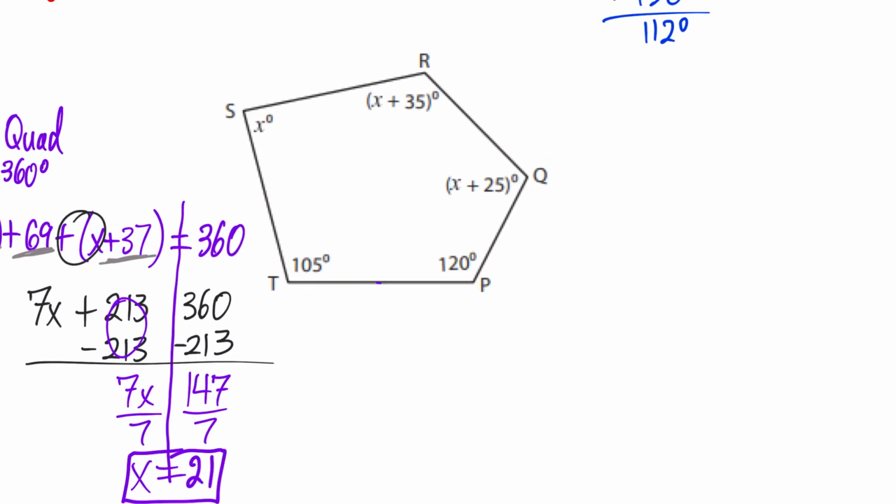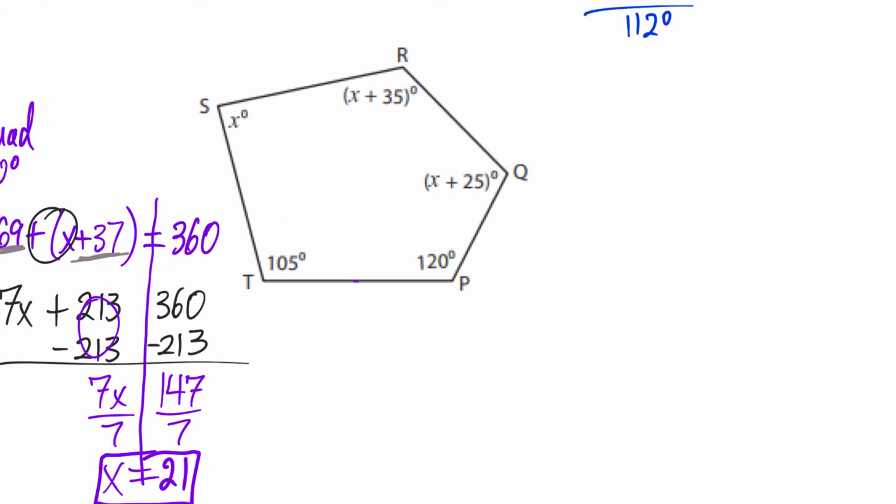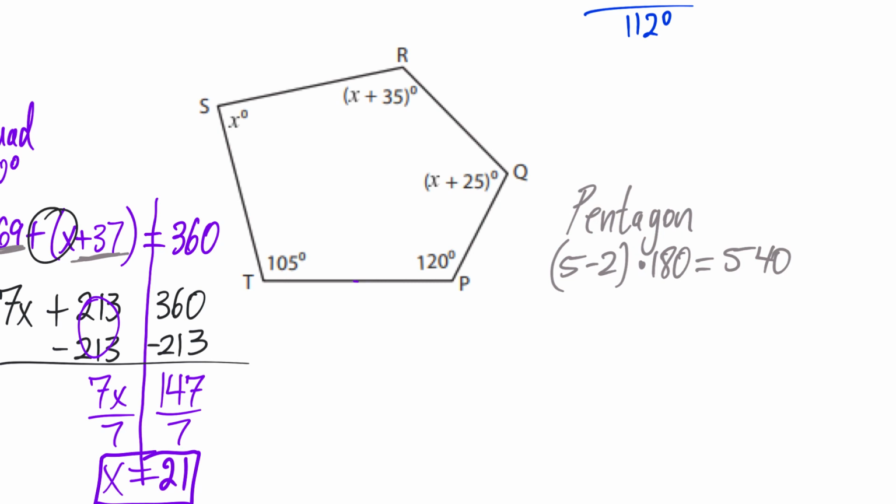All right, one more. How many sides does this shape have? 5. What do we call a 5-sided shape? Pentagon. So in a pentagon, what do the 5 angles add up to? Good. And if you forgot, you could just use the formula 5 minus 2 times 180. That's going to give you 540.